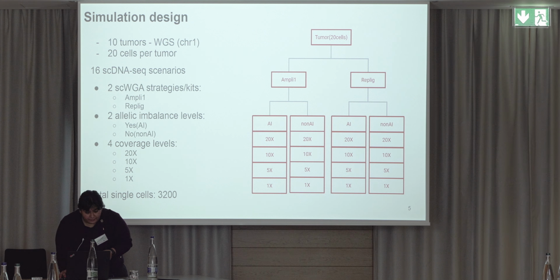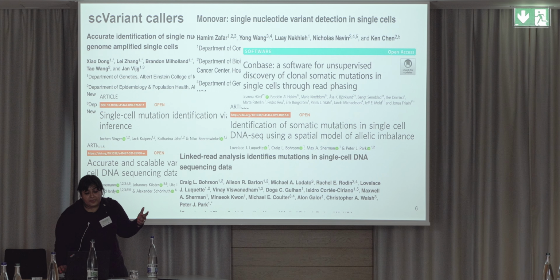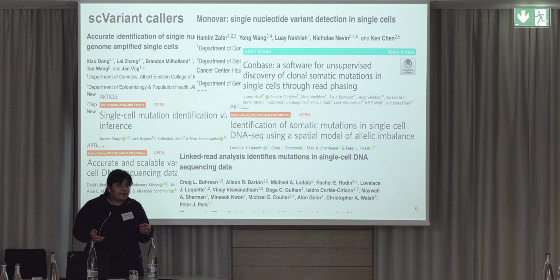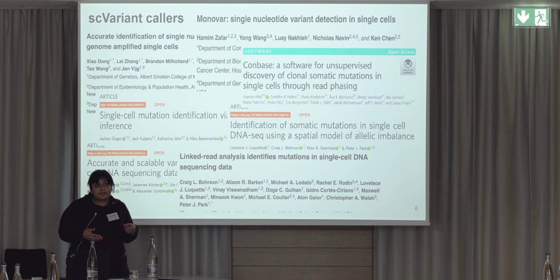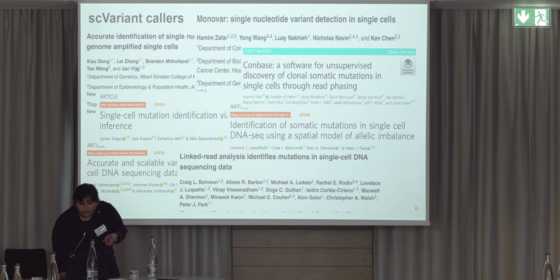So in all, we had like 3,200 single cells, which includes 10 replicates, 20 cells each, at 2 different kits, 2 different, amplification-aware and non-amplification-aware, and at 4 coverage levels. Coming to variant callers, we know there are 7 published variant callers and a few are in the pipeline. So when we started this study, we just went with the published variant callers.